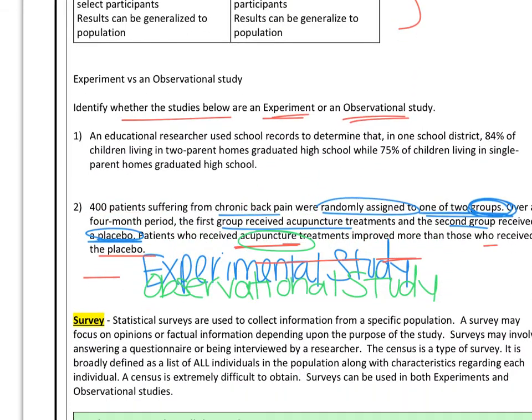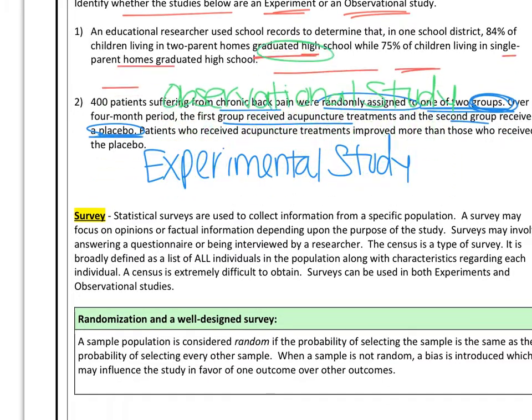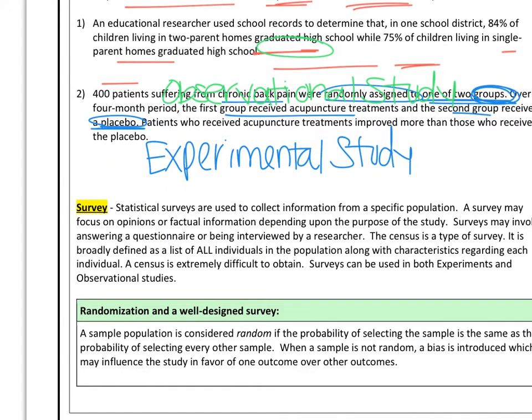So we'll read these next couple parts together. It says here that we've got a study or a survey is used to collect information from a specific population. A survey may focus on opinions or factual information depending on the purpose. Surveys may involve answering a questionnaire or being interviewed by a researcher. If you've ever heard of the census, the U.S. takes a census every so many years, I want to say 10 years, and it's a type of survey. It's broadly defined as a list of all individuals in the population along with characteristics regarding each individual. A census is really difficult to obtain because you have to try to survey everybody and get the results back.